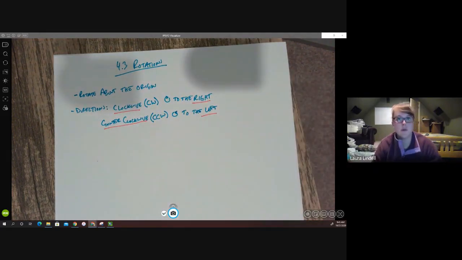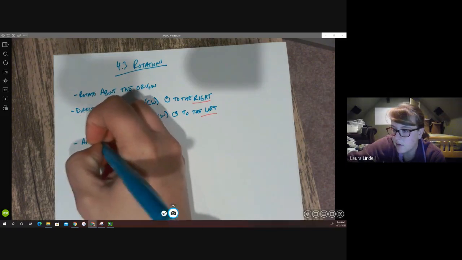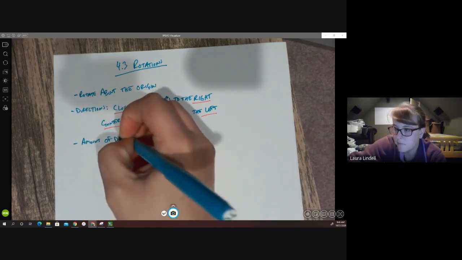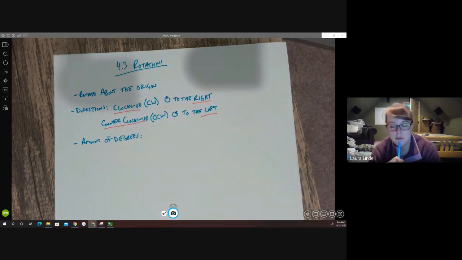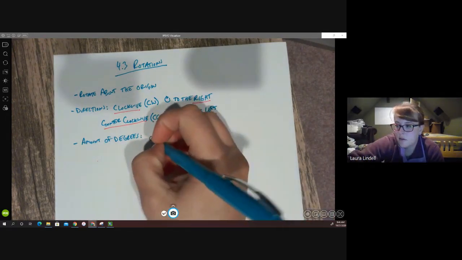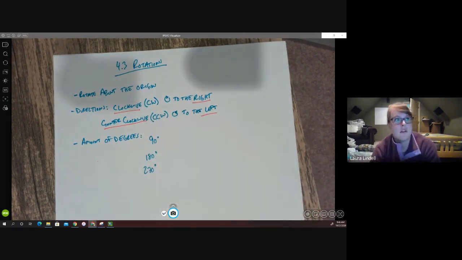So we'll be given a point that we're rotating about. We'll be given directions, clockwise or counterclockwise, but the point that we're rotating about will always be the origin. And then we'll also be given an amount of degrees. So our amounts of degrees are going to be either 90, 180, or 270.